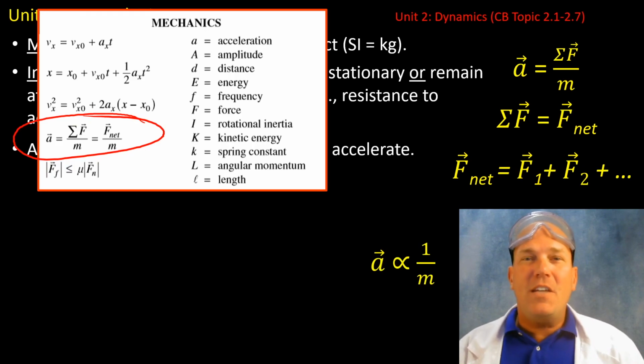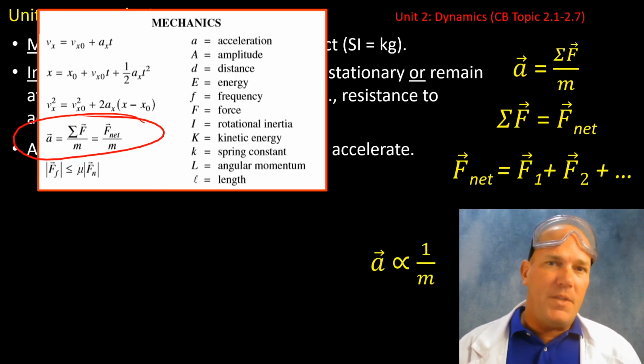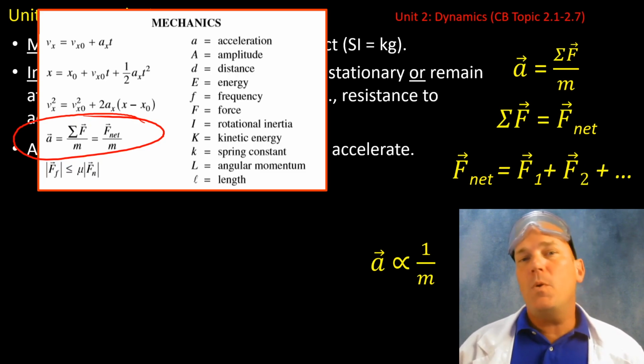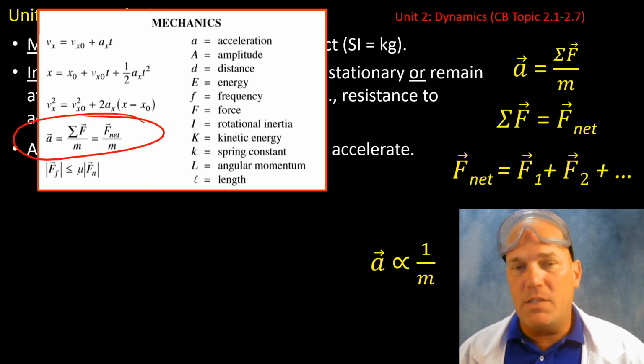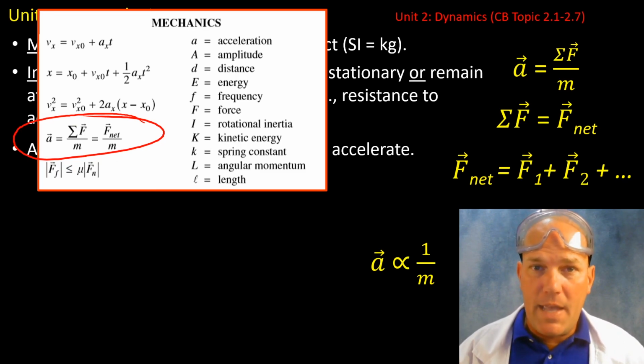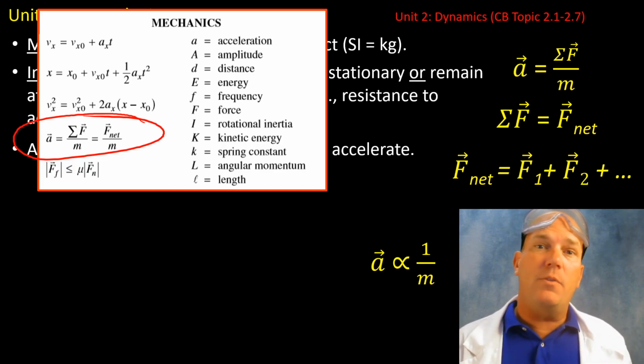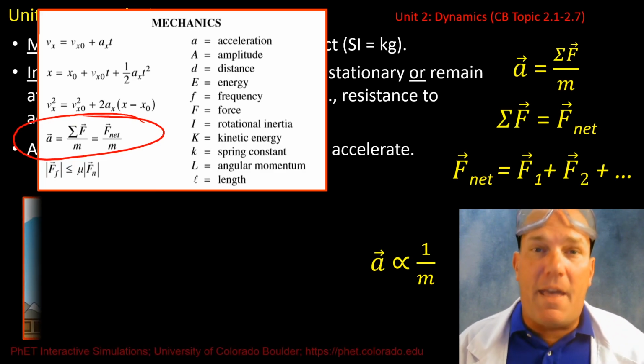Okay, let's look at our proportionalities here. The acceleration from this equation is proportional to the inverse of mass. In other words, if mass goes up, acceleration will go down. And if mass were doubled, acceleration would be reduced by 1/2.